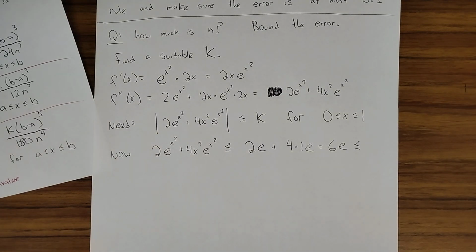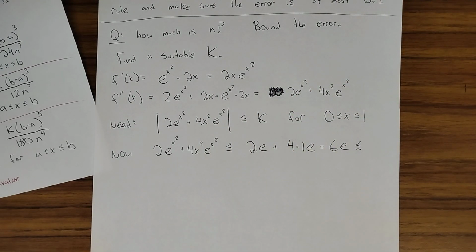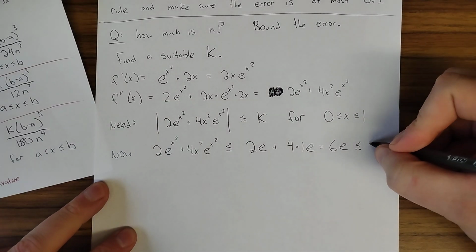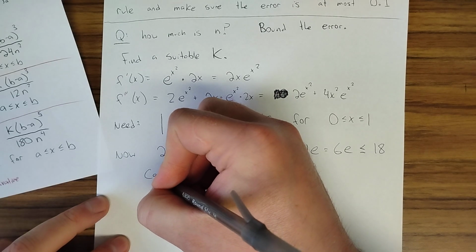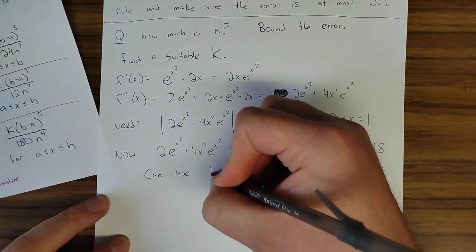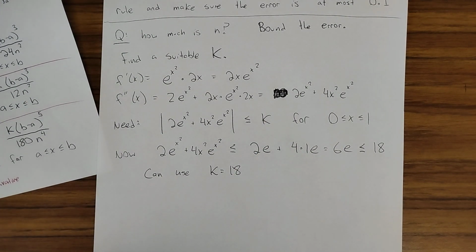Everything here is approximate. I'm going to use a nice number for k. And what do I know about e without thinking too hard? e is like 2.7. In particular, e is less than or equal to 3. So let's just call that 18. So I can use k equals 18.